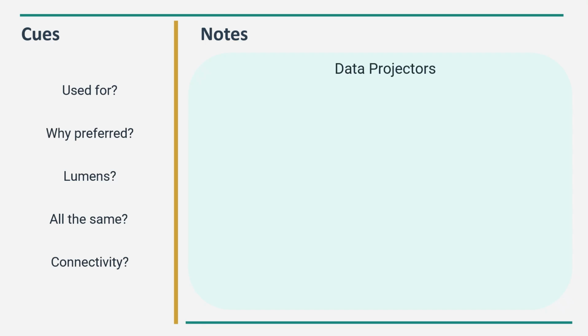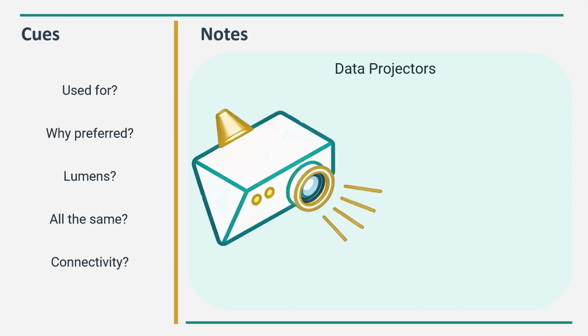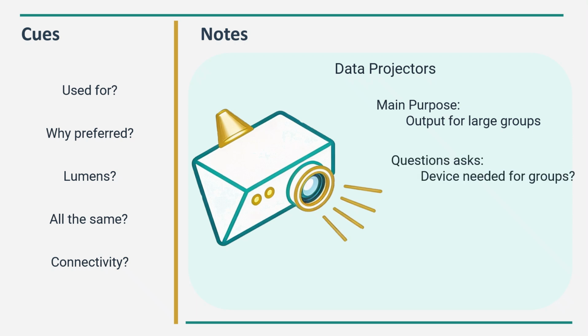The next output device we look at is data projectors. The main purpose is when a large display is necessary for groups of people, such as at an event or in the classroom. The question we usually ask is, which device is needed for large groups? Short questions on data projectors include the unit in which brightness is measured, which is lumens.